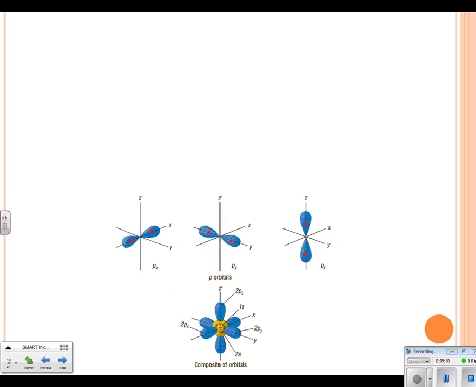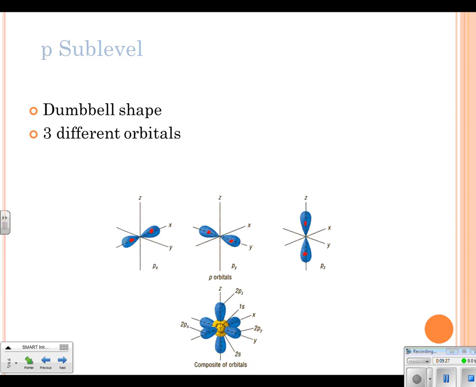So the next one is a P. So this would be L equals 1. And if L equals 1, M equals negative 1, 0, and positive 1. So P is what we call a dumbbell shape. Okay, you can see the pictures here. The bottom picture is when you put them all together. And because it had those 3 M values, it has 3 different orbitals. So they have 3 different orientations in space.